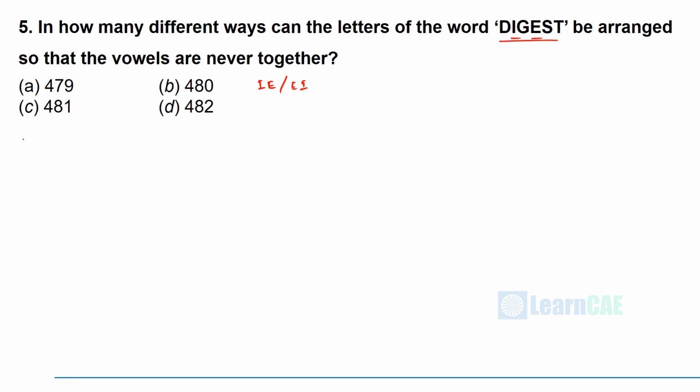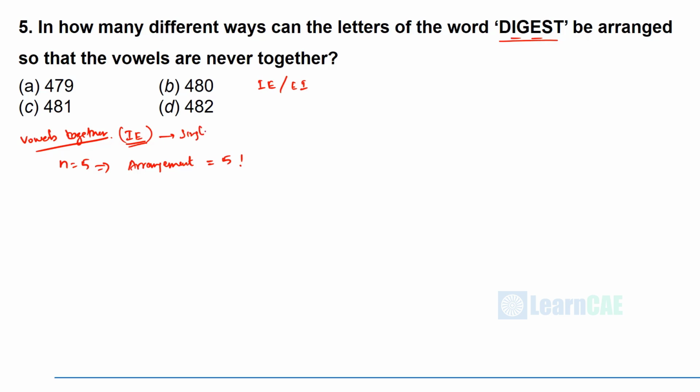Okay. So vowels together. This will be equal to, it can be either IE or EI. First we shall take this combination IE. So when the vowels are coming together, that is in the form of IE, then the total number of arrangement is n is equal to 5. This means the arrangement will be 5 factorial, because the total number of letters is 6 and IE is considered as a single entity.